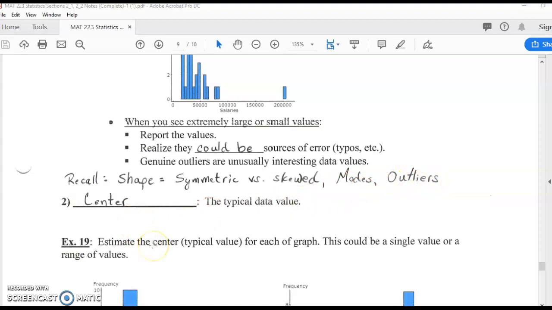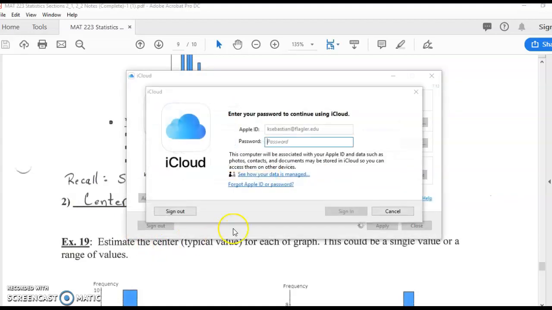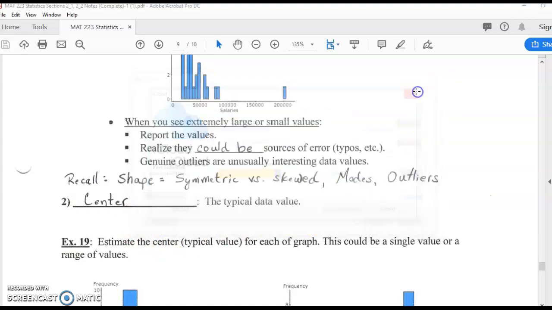Now remember, with numerical data, we want to look at shape, center, and spread. Oh, I'm sorry about that. Get that out of there.